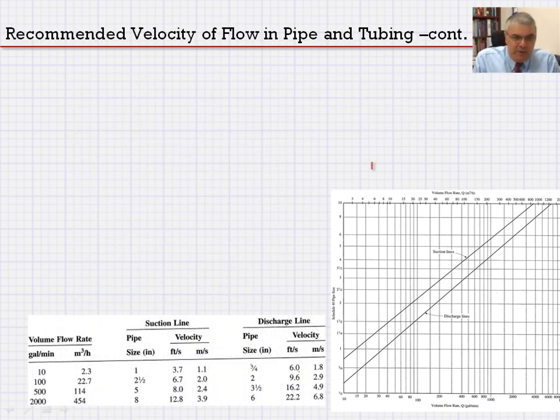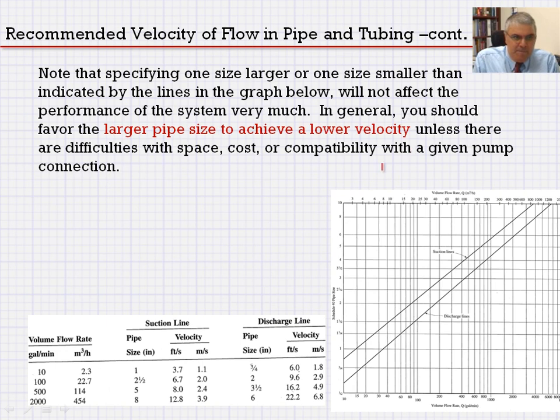So we should always favor larger pipe size to achieve a lower velocity, to an extent. Again, we don't want the pipe size to be too large because it could become cost prohibitive. Remember, pipes occupy a good amount of space if they are not underground, and it's important to realize all that.